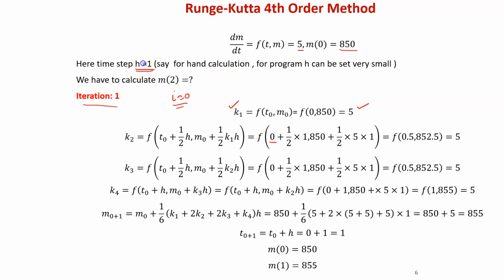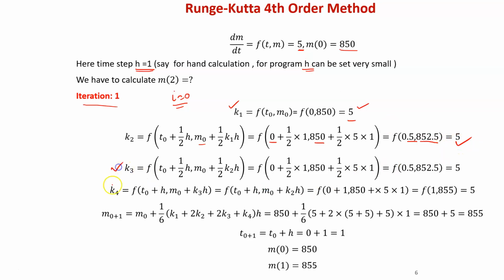For hand calculation we can take h equal to 1, but otherwise we have to take a different step, meaning we have to do a lot of iterations. And for a program, if we do a MATLAB program, h can be very small. Now here 0 plus half into 1, and m0 is 850, then half k1 is 5 into 1. So f of 0.5 and 852.5. As the function value is constant, again we will get 5.